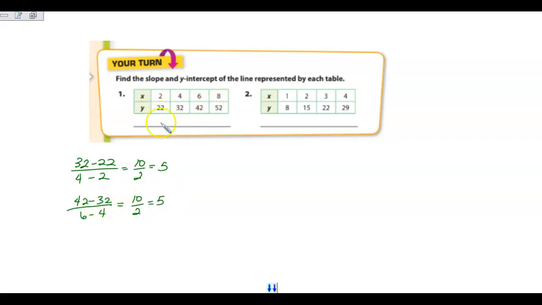It doesn't have to be side by side. I can even do the 2 and the 8. I can take 52 minus 22 over 8 minus 2. 52 minus 22 is 30. 8 minus 2 is 6. Simplify that, it equals 5. So my slope, or my rate of change, is 5.